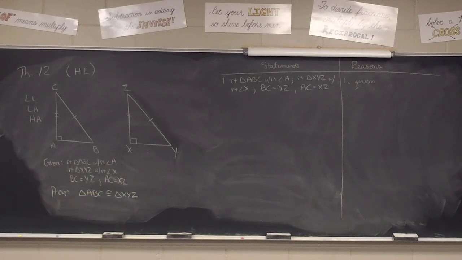Let's see, I've already got legs equal, and I've already got hypotenuse equal. So I don't know there's really an advantage either way, right? I mean, kind of whatever, right? Thoughts?